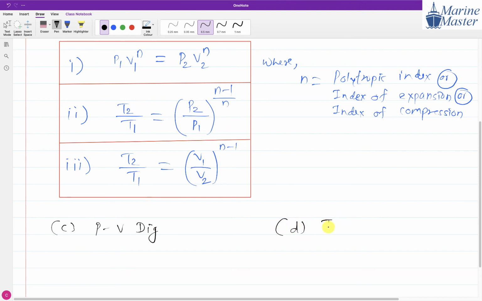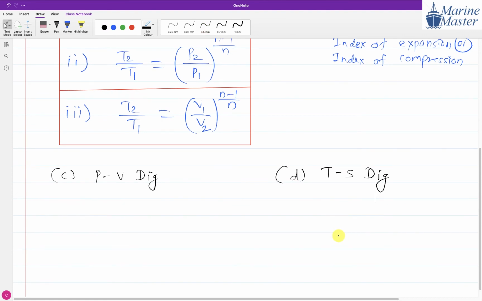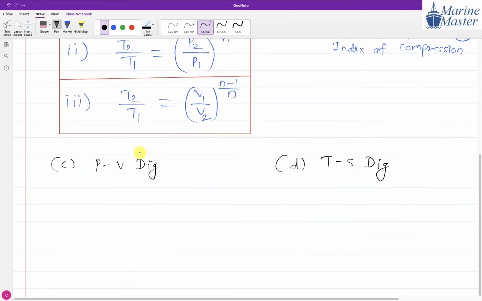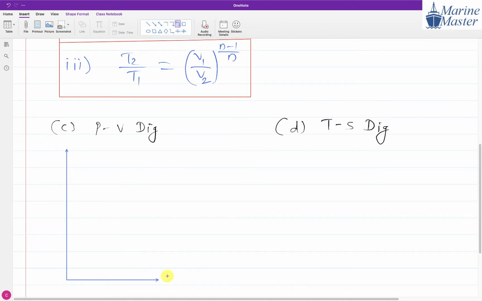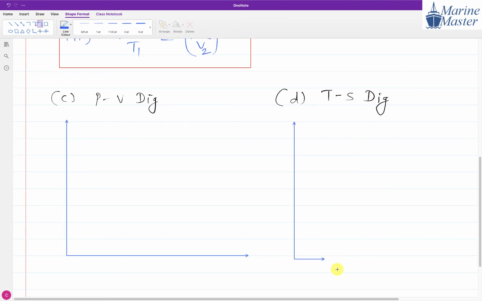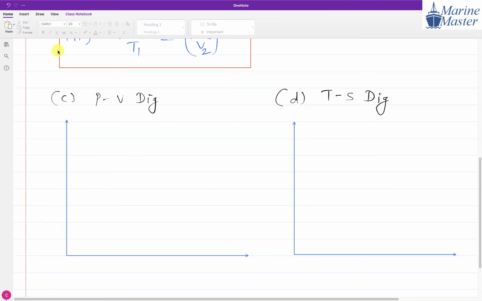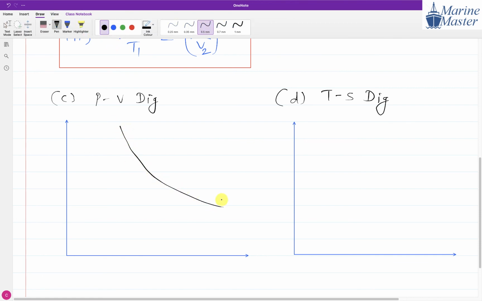And the D point will be TS diagram. PV means pressure volume diagram, and TS means temperature entropy diagram. Generally we try to draw these side by side. So the PV diagram, and then the TS diagram. Here in this case we first have expansion, polytropic expansion. Expansion means decrease in pressure, increase in volume. So this is our polytropic expansion.